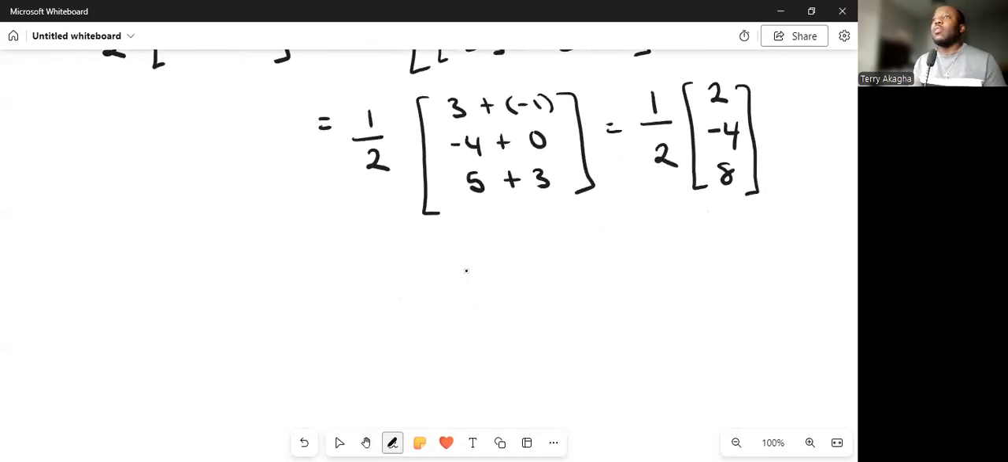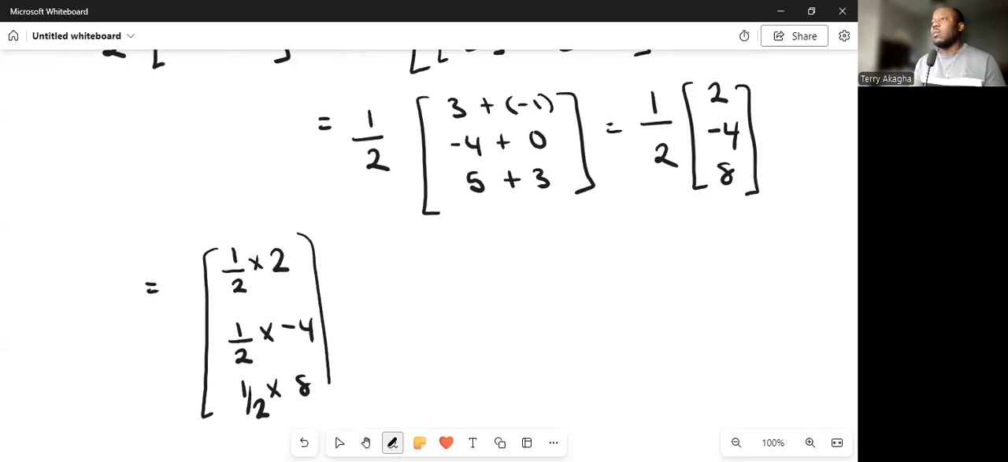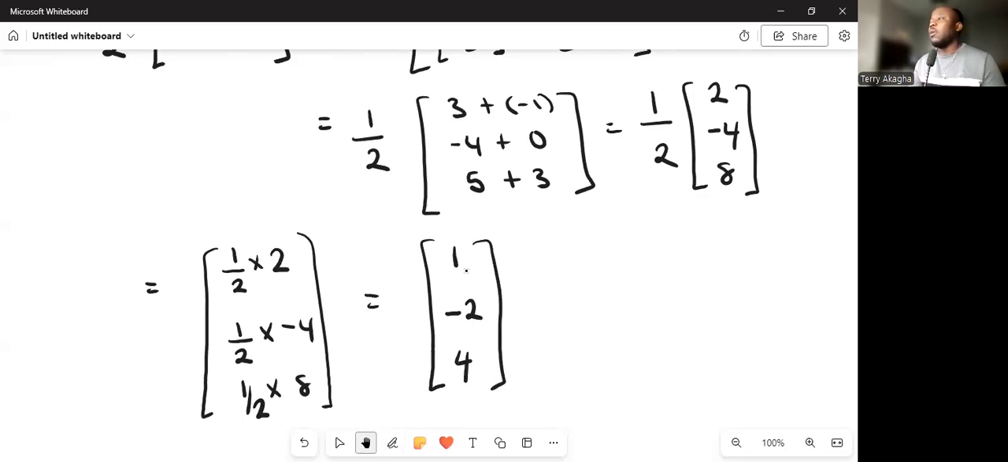Now this is going to be scalar multiplication. So you're going to open the bracket. This will become 1/2 times 2, 1/2 times -4, and 1/2 times 8. 1/2 times 2 gives us 1, 1/2 times -4 gives us -2, and 1/2 times 8 gives us 4. And that will be the answer. So basically, if you are finding the midpoint of a vector, you just add the two vectors together and divide by 2.